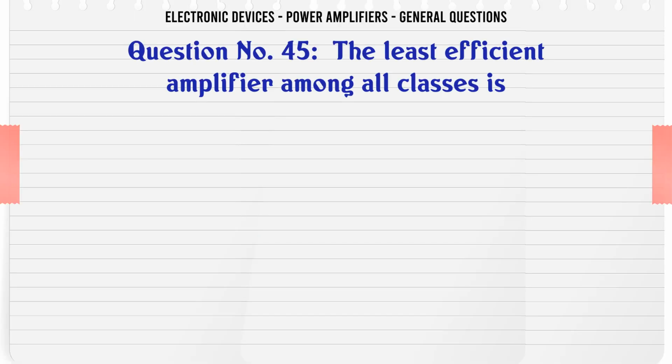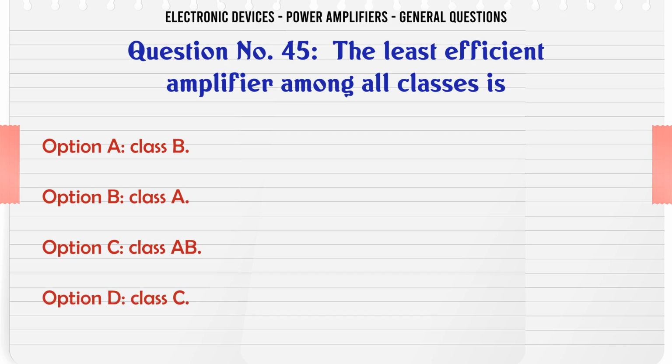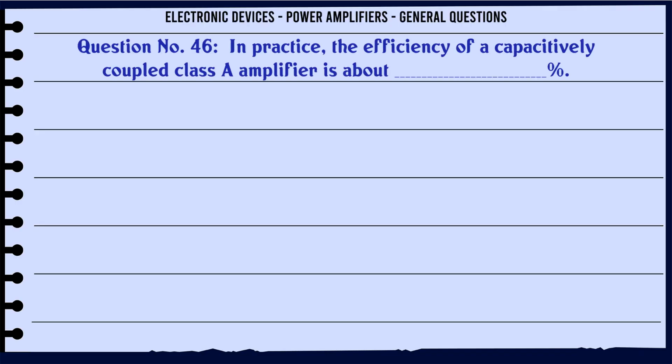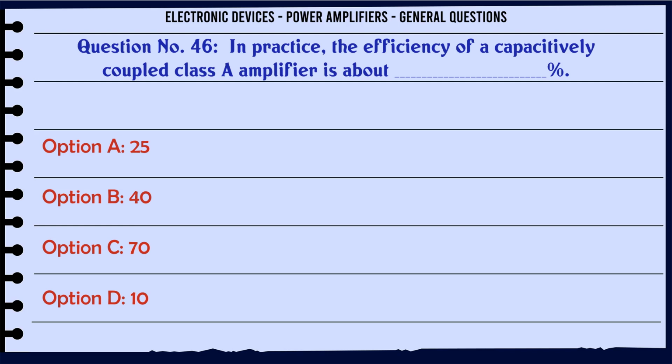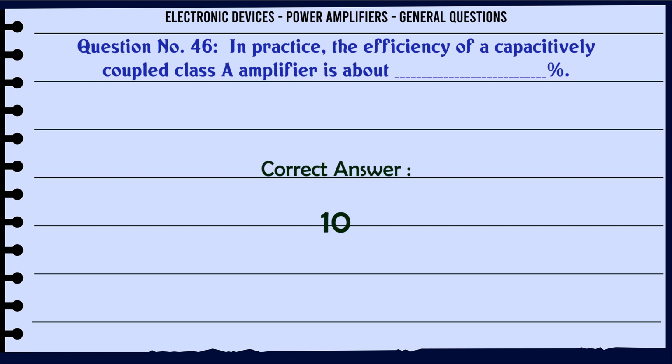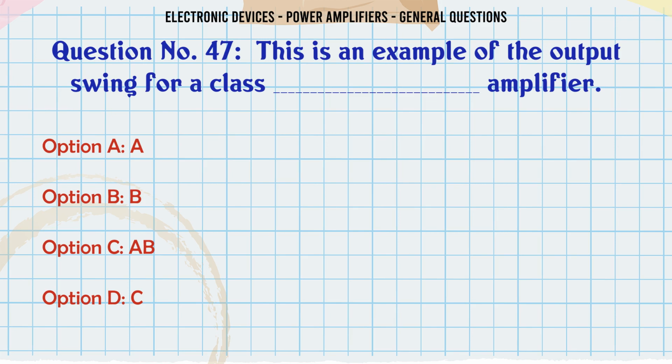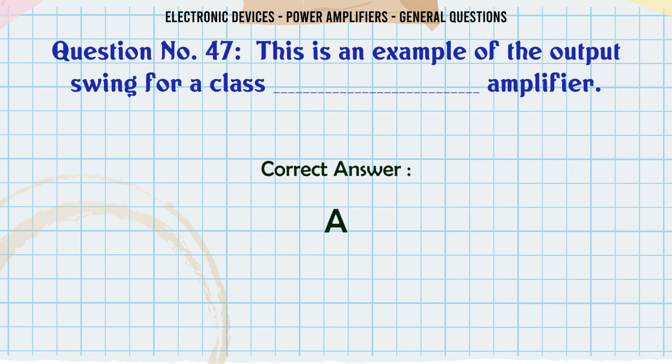The least efficient amplifier among all classes is: A. class B, B. class A, C. class AB, D. class C. The correct answer is class A. In practice, the efficiency of a capacitively coupled class A amplifier is about: A. 25, B. 40, C. 70, D. 10. The correct answer is 10. This is an example of the output swing for a class amplifier. A. A, B. B, C. AB, D. C. The correct answer is A.